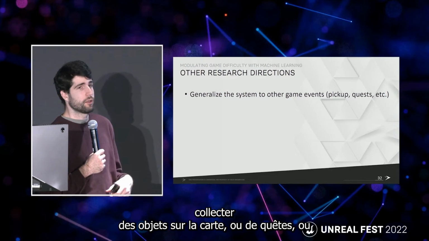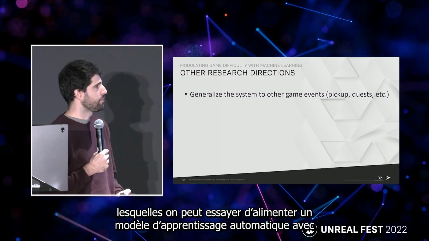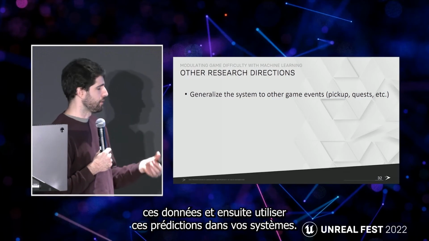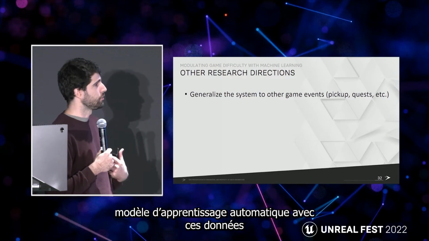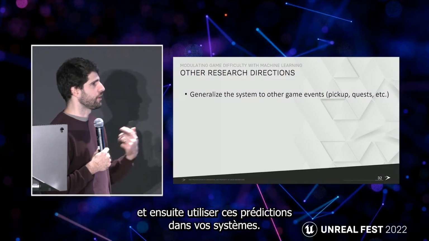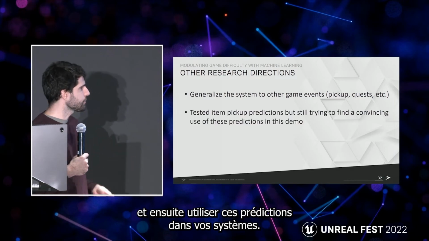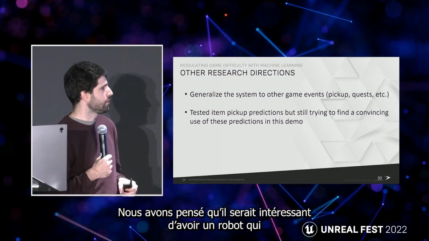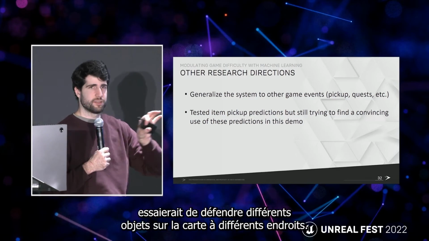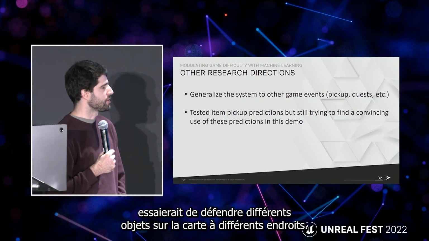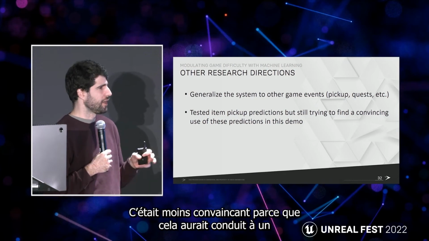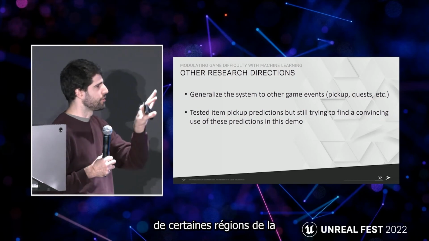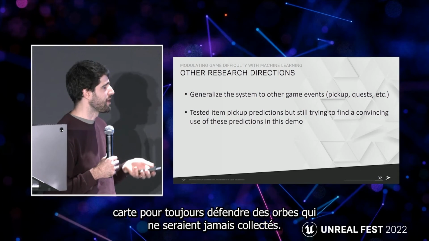So these could be pickups, like is a player about to collect some items on the map, or questing, or is a player likely to use an ability, and all these kinds of dynamics that one can try to feed a machine learning model this data with, and then use these predictions in your systems. We tested, for instance, the item pickup predictions. We thought it might be interesting to have a bot that would try to defend different items on the map at various locations. It was less convincing because it would lead to a bit more boring gameplay where the bot was just very defensive and roaming around certain regions of the map to always defend orbs that would end up never being collectible.